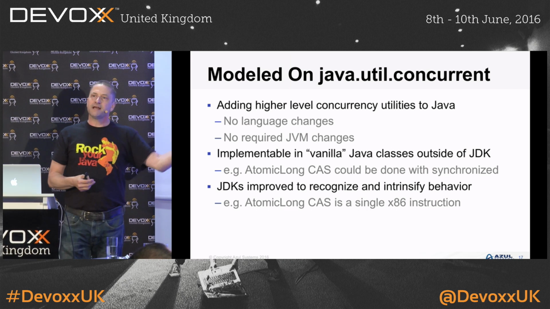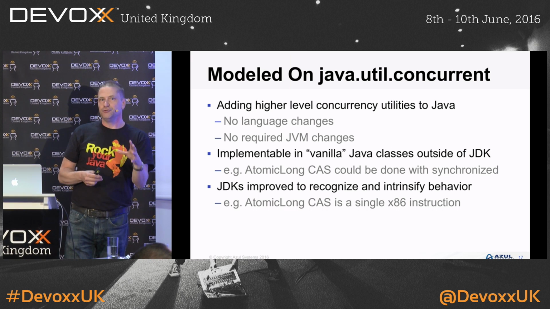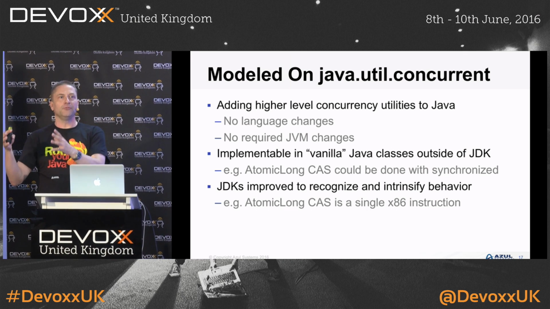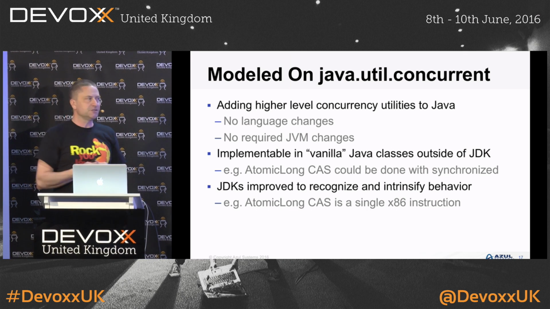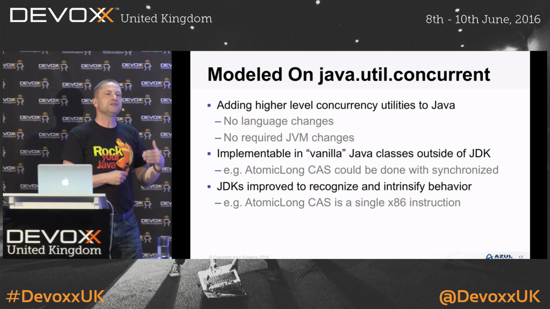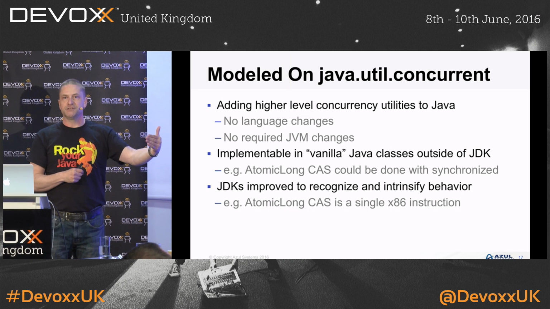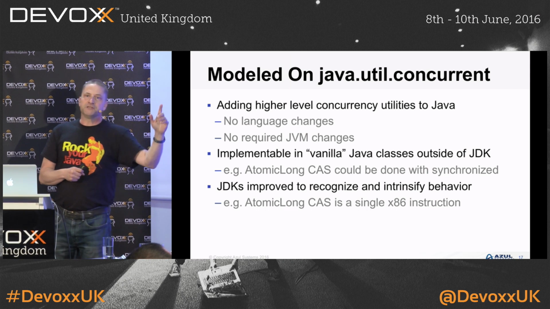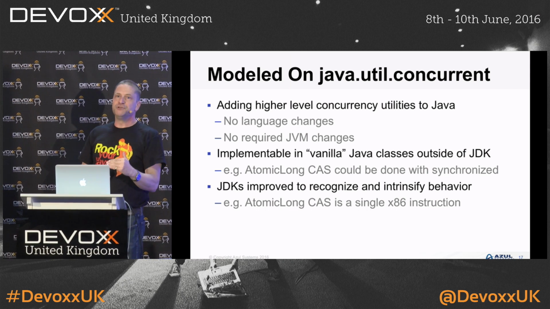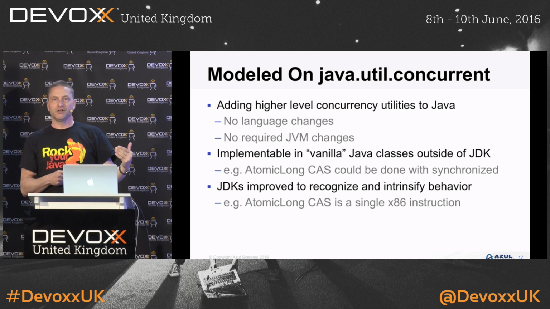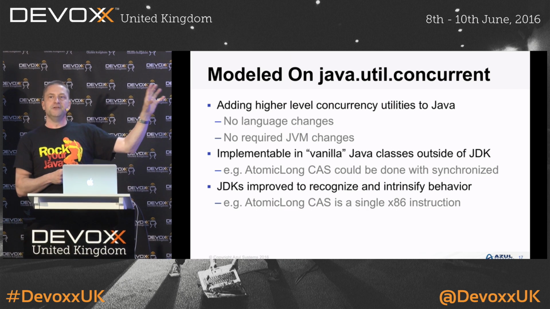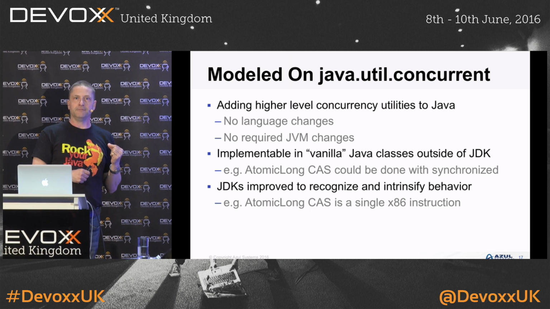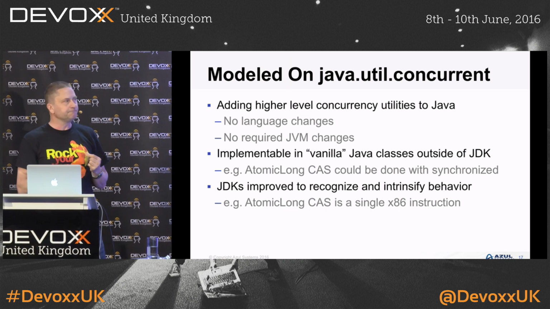But once that got moved into the JDK in Java SE 5, suddenly the JVM could know about the libraries. So it knew that these libraries existed. The JVM could then take advantage of its knowledge of these libraries to improve the efficiency of them. So if you look at an atomic long compare and set, and what the JVM can do with it, rather than using just standard Java code, the JDK can say, right, I know about atomic long compare and set, I'll use a single x86 instruction to do that. So suddenly it gets much, much better performance.